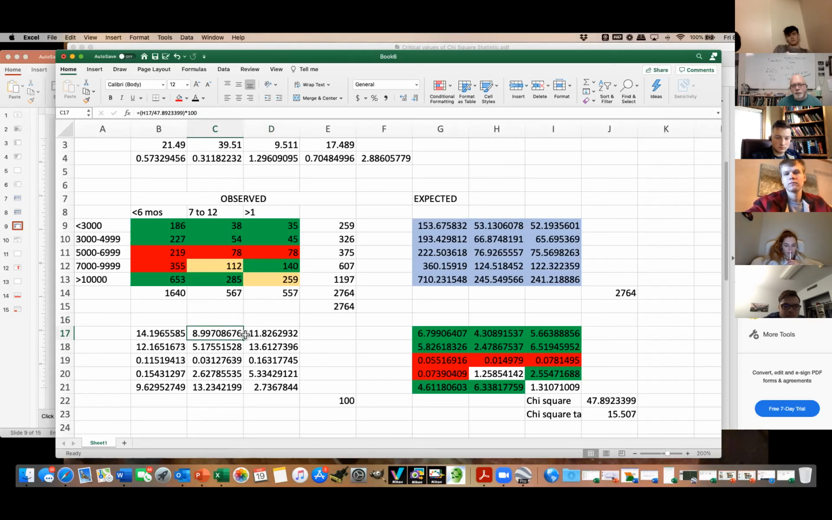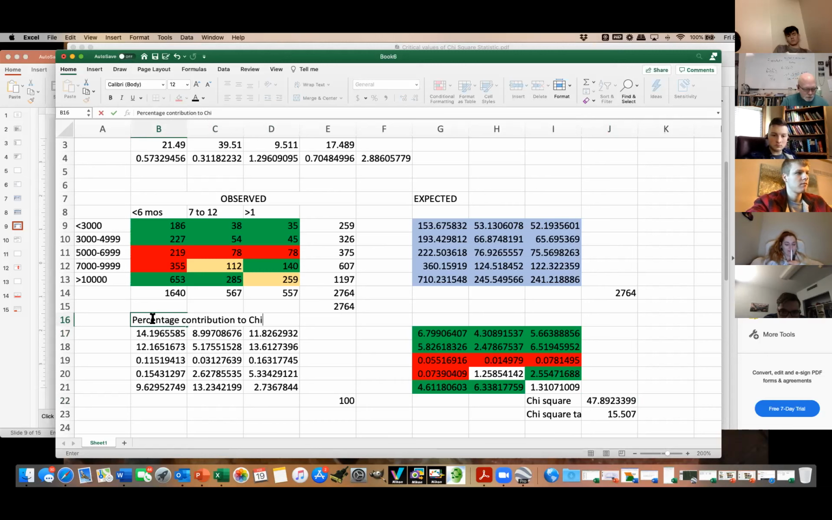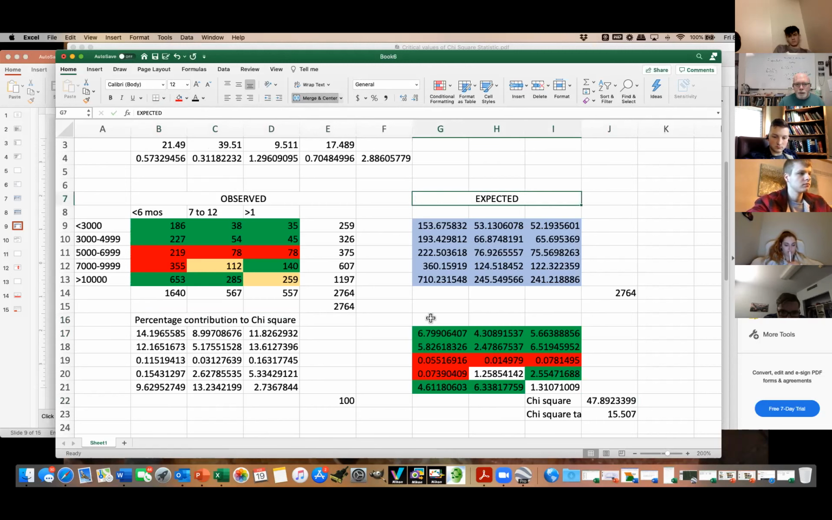So for this, you don't have to do this. This is just one way of thinking about the degree to which this cell here contributes to the overall chi-square value. So do you want these percentages? I can do this, hold on. In the same way that you annotate R scripts, you should also probably annotate any Excel files that you're working on.